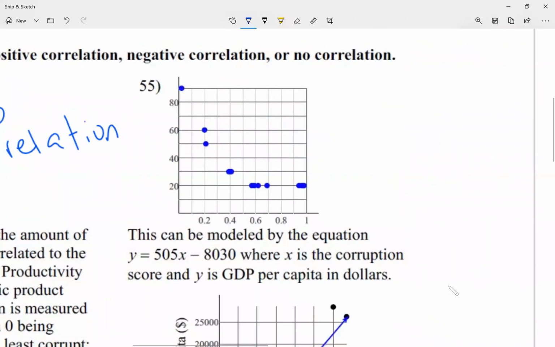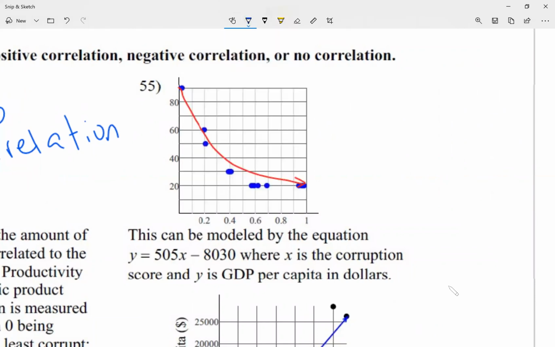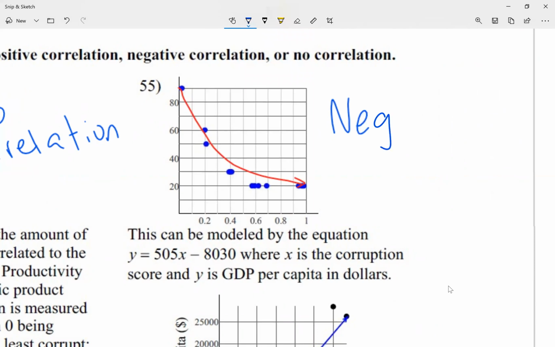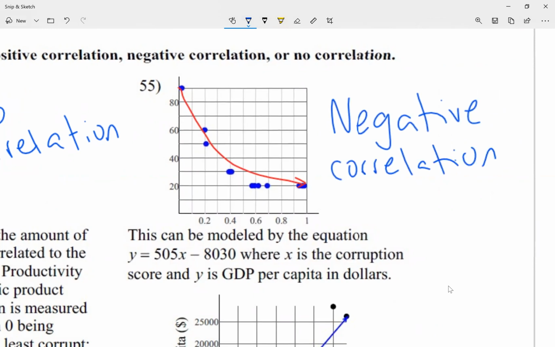Question 55. Does it look like it's going up or down? Kind of follows this pattern, right? It's going down. So in this case, negative, because it's going down. Negative correlation. This is used a lot in statistics, so make sure you guys learn how to read this.